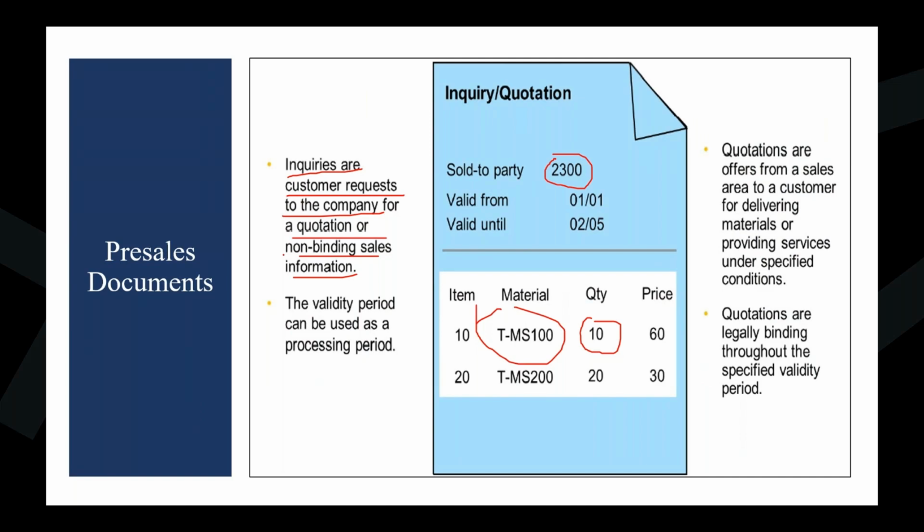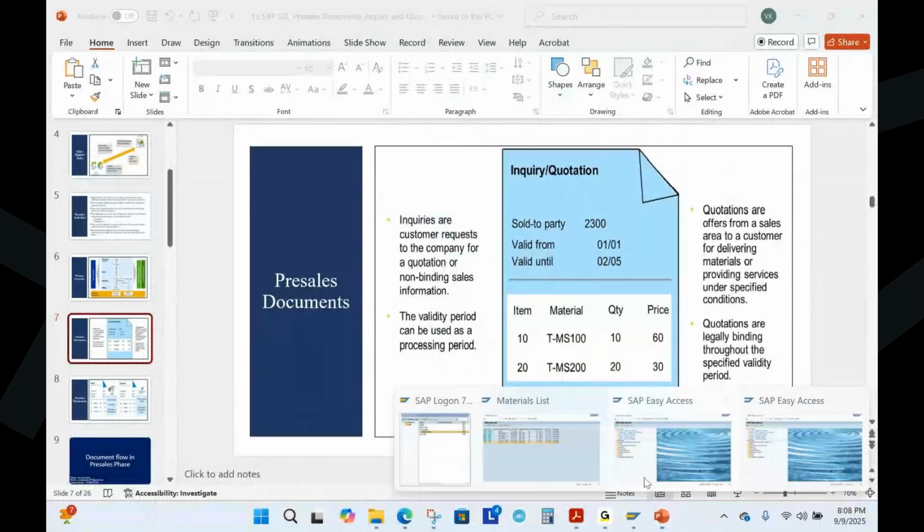And this inquiry is a non-binding one. You don't have any agreement kind of thing here. Only the validity period can be used as a processing period. Inquiry will also have a validity period that is only for processing. Then you have quotation. So before going to quotation, let's create the inquiry. I'll create the inquiry through Fiori. So I'll go to the Fiori.